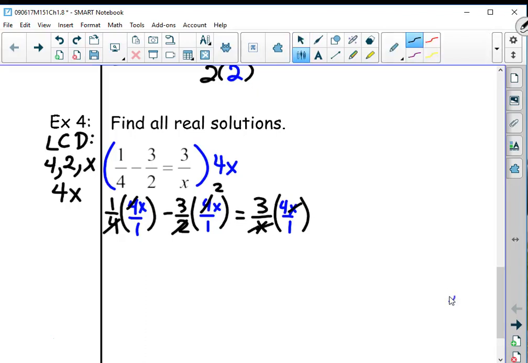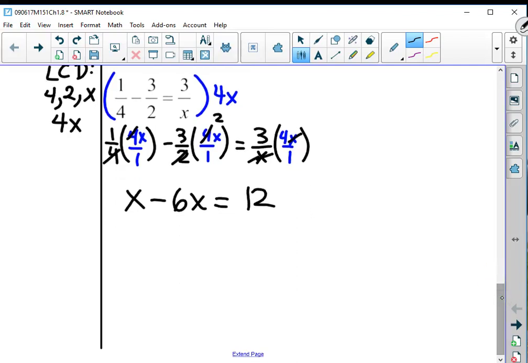So in the first term, I have 1 times x over 1. So that's just x. And the second term, I have -3 times 2 times x, -6x. And lastly, it looks like you just have 3 times 4. So we're going to finish solving this. It looks like I get -5x equals 12. And it looks like after I'm all done here, I get -12/5.